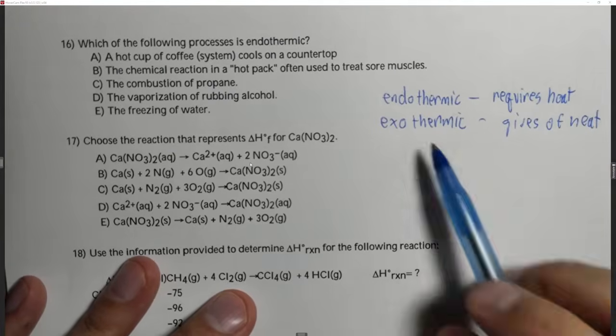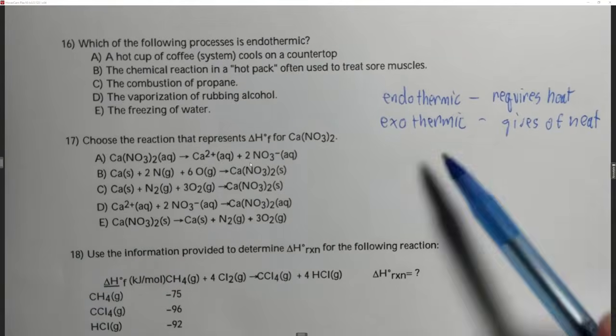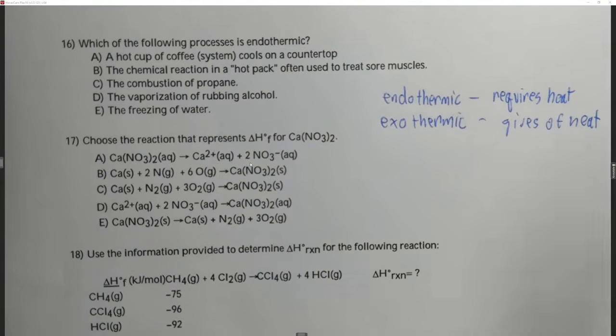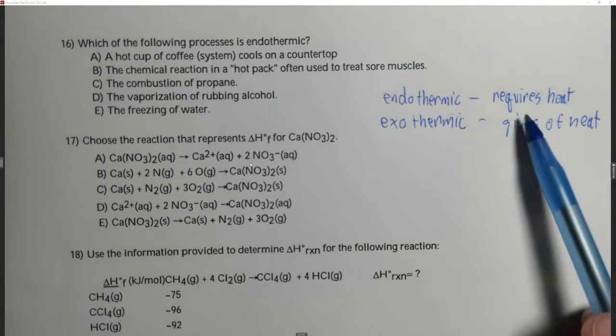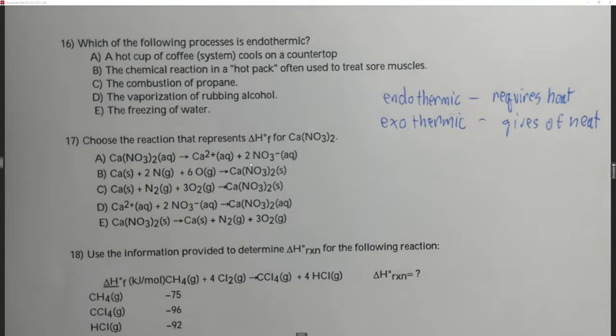Said another way, endothermic is when delta H is positive and Q is positive, and exothermic is when delta H is negative or Q is negative. So this is basically what you want to think about. Does this process require heat to happen, or does it give off heat?